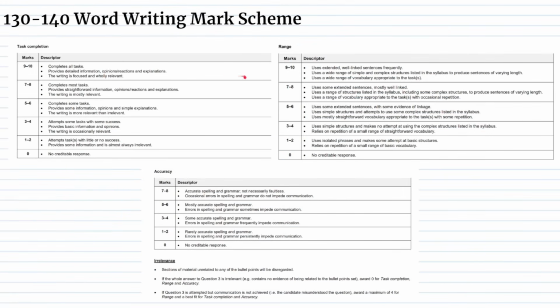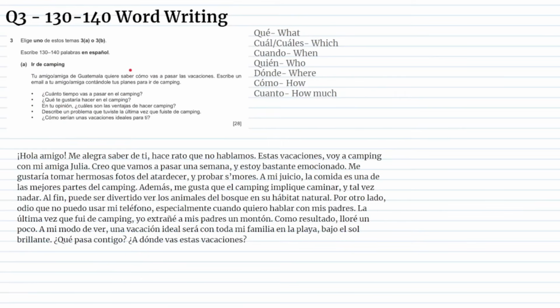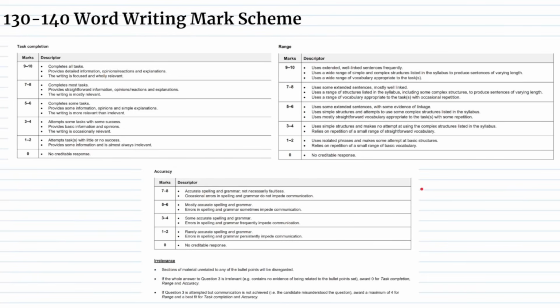Provides detailed information. That's the difference between this one and the 90 word. You want to have a little more detail, explain a little more, which is why I suggest throwing in some words like un montón, bastante, things like that. We go here now. Descriptor uses extended, well-linked sentences frequently. So this is what I've been talking about the whole video. Using these well-linked sentences, just taking what you've written previously and building onto that to answer the next question.